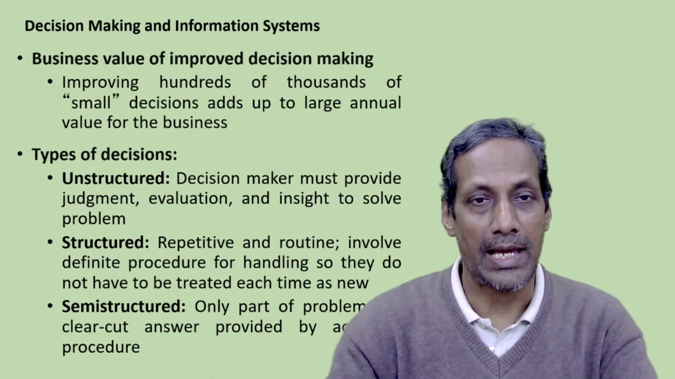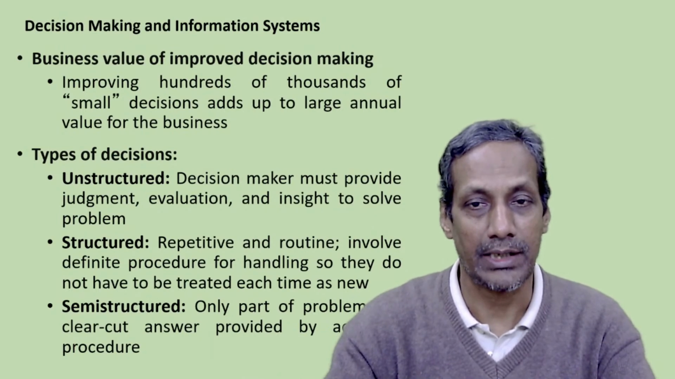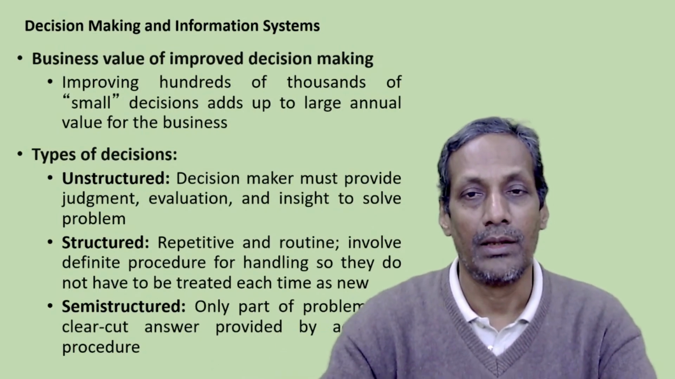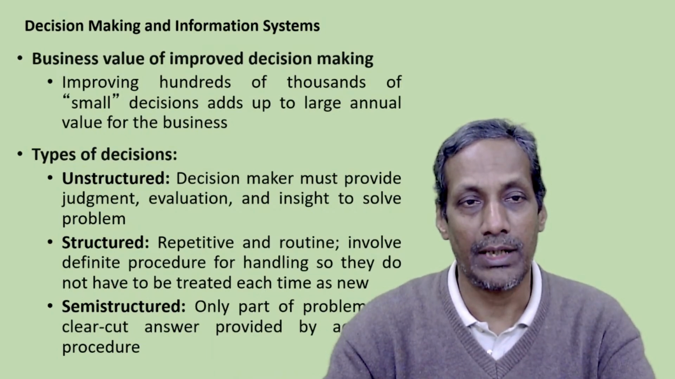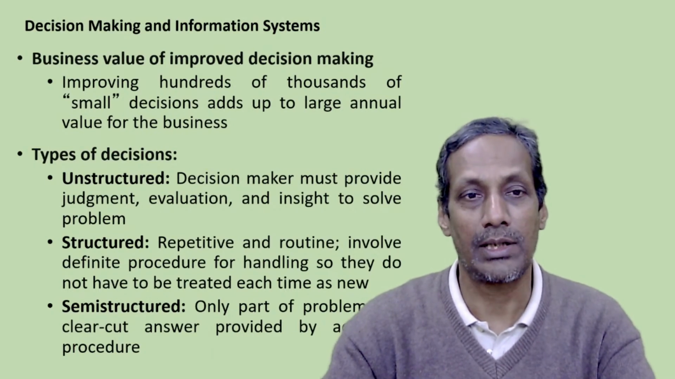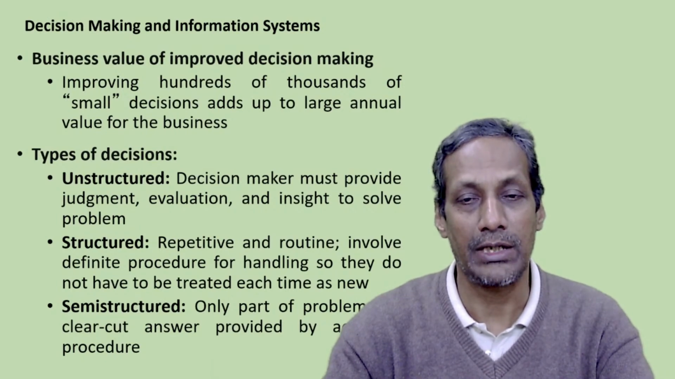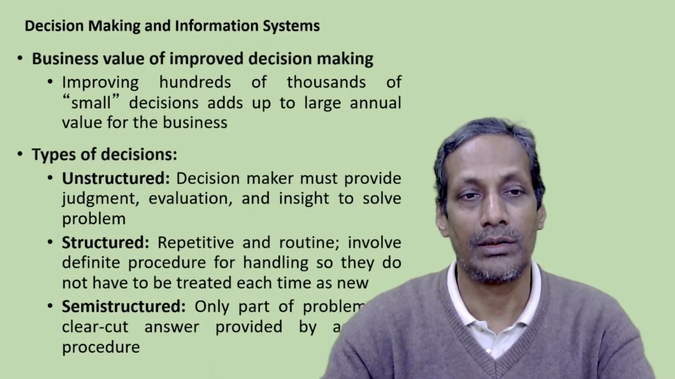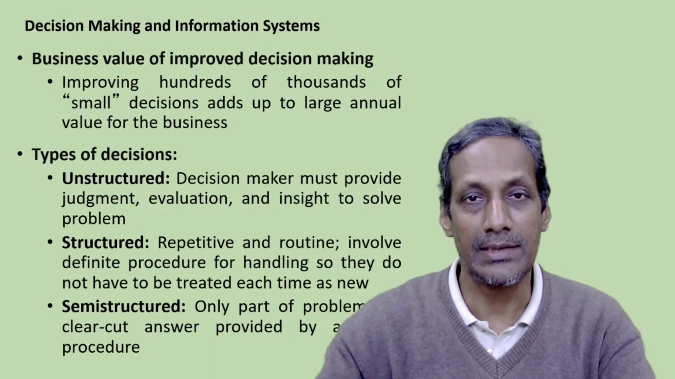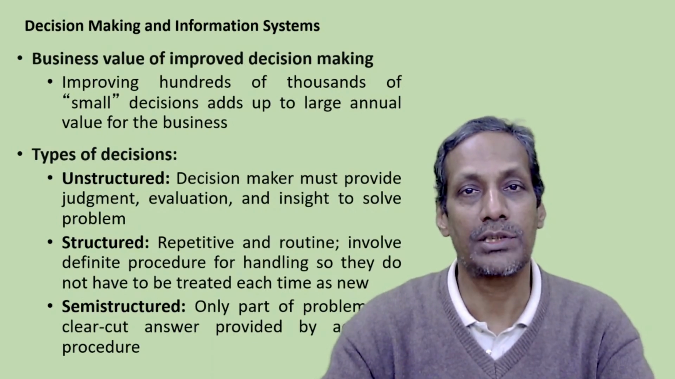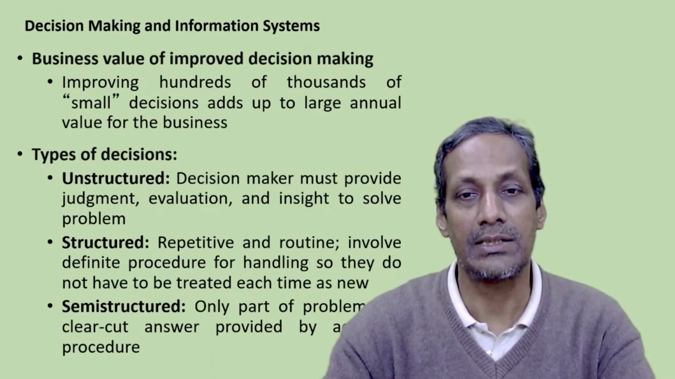Basically, in the organization's hierarchy, managers working in the three levels of the organizational hierarchy, managers at the operational level, are involved in a particular type of decision called structured decisions. These are basically repetitive and routine tasks. And there is a well laid down procedure to follow. So the decision making at this particular level involves a definite procedure for handling data. So they do not have to be treated each time as new.